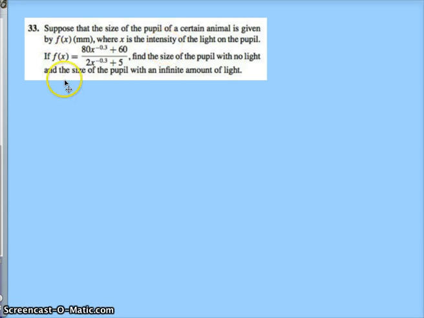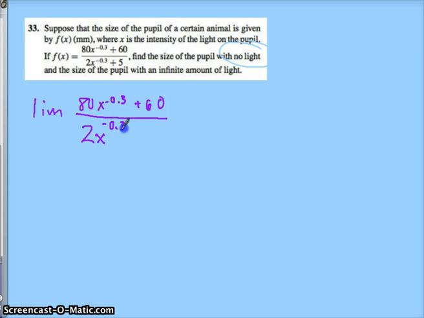So, for no light, let's think about this. What we would like to do is find the limit of this. Sorry, that's 80 x to the negative 0.3 plus 60, divided by 2 x to the negative 0.3 plus 5. Now, I have a feeling, and again, I'm coming from the positive direction, right? I can't have negative intensity.